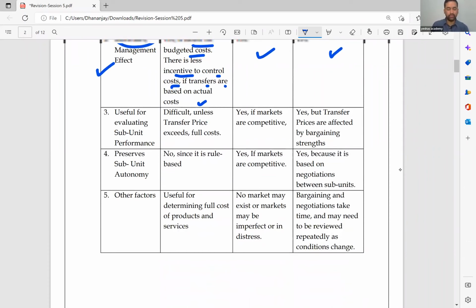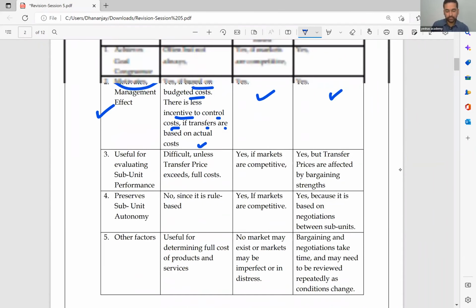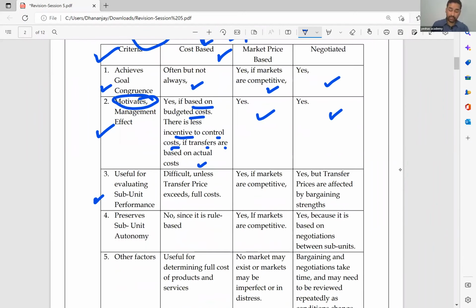Third, useful for evaluating subunit performance, that is divisional performance. Difficult, because they're just transferring everything at cost. Here, yes, it is possible if market prices are competitive, but the transfer price is affected by bargaining strength. Now here, in the third one, they said you can evaluate divisional performance at the end of the year, even under negotiated pricing, but that depends on which department bargains hard.